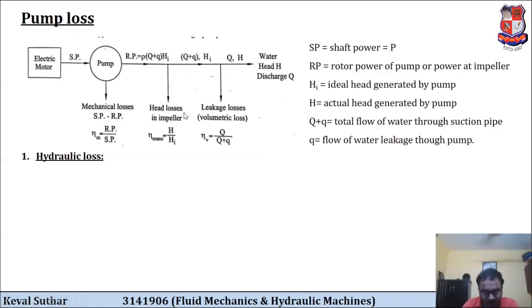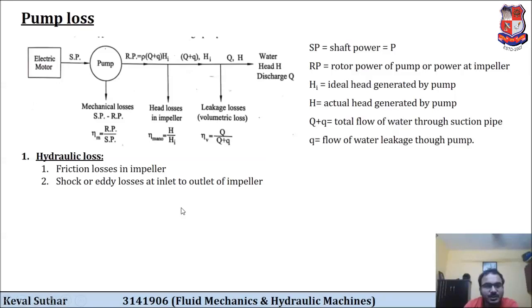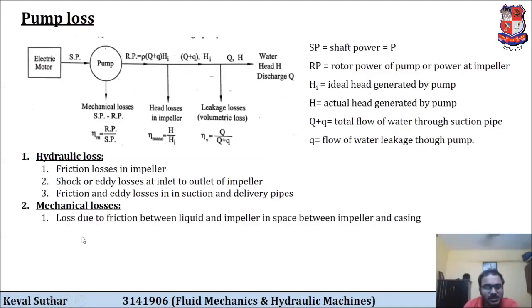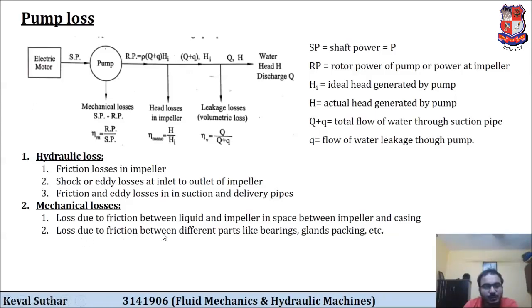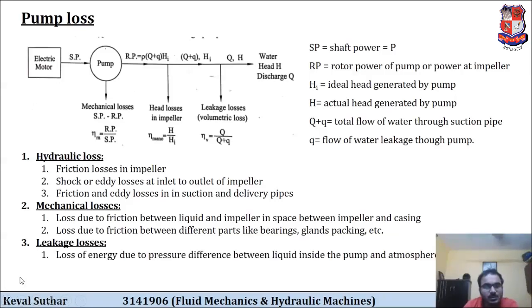First we will discuss hydraulic losses, which are contributing to the head losses. First is friction losses in the impeller, second is shock or eddy losses at inlet and outlet of the impeller, third is friction and eddy loss in the suction and delivery pipes. Second category is mechanical losses: the loss due to the friction between liquid and impeller in the space between impeller and casing. Second is loss due to friction between different parts like bearings, gland packings, etc. Third is leakage losses, loss of energy due to pressure difference between liquid inside the pump and the atmosphere. So these are the losses which are happening inside the pump.